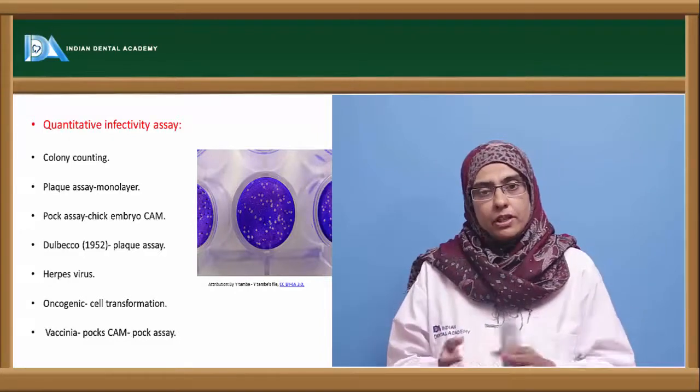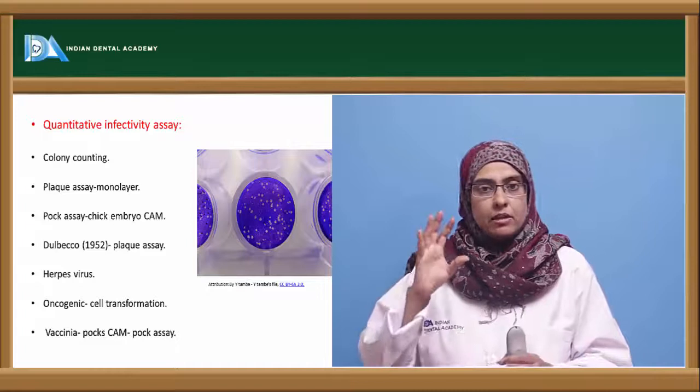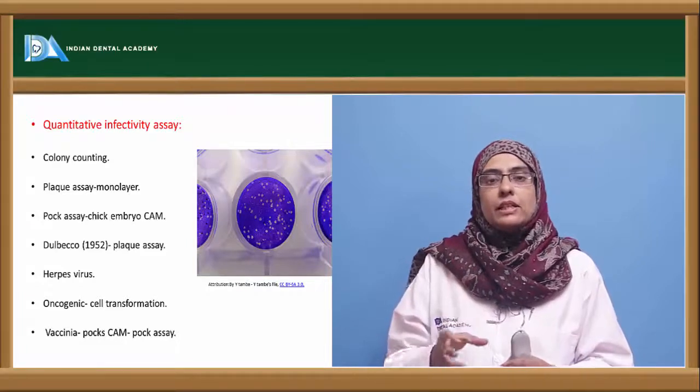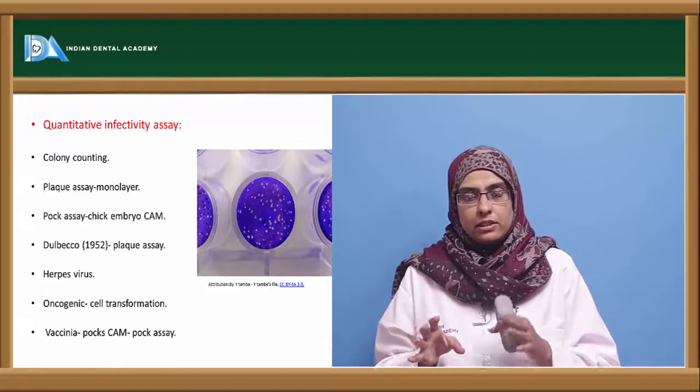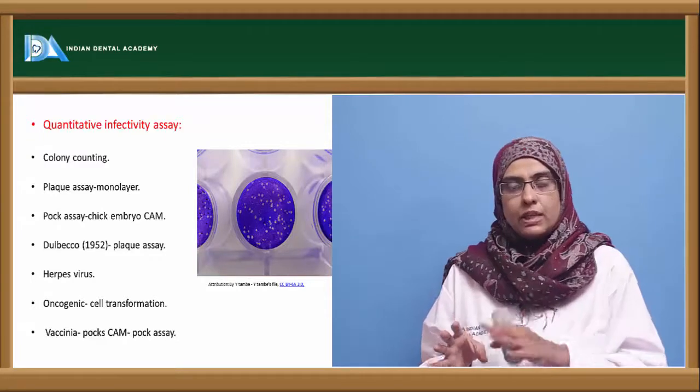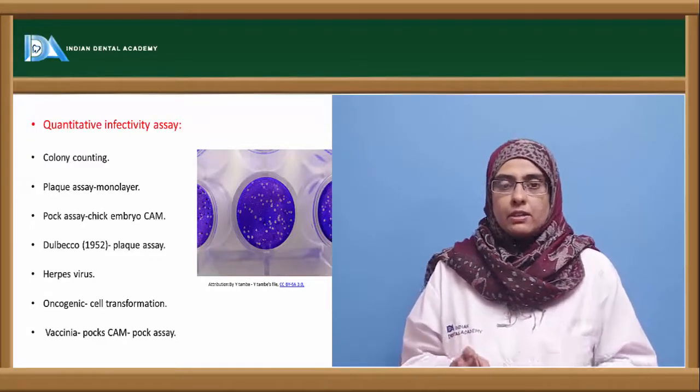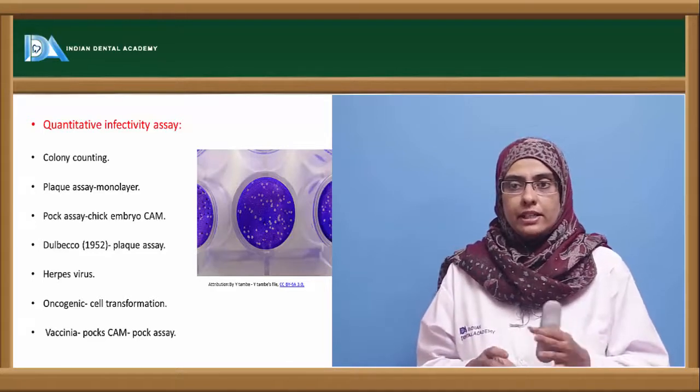Apart from that, you can go with the POC assay, that is, the morphology of the POC can be detected in the chorioallantoic membrane of the chick embryo. Now the use of the plaque assay was given to us by Dulbecco in 1952.